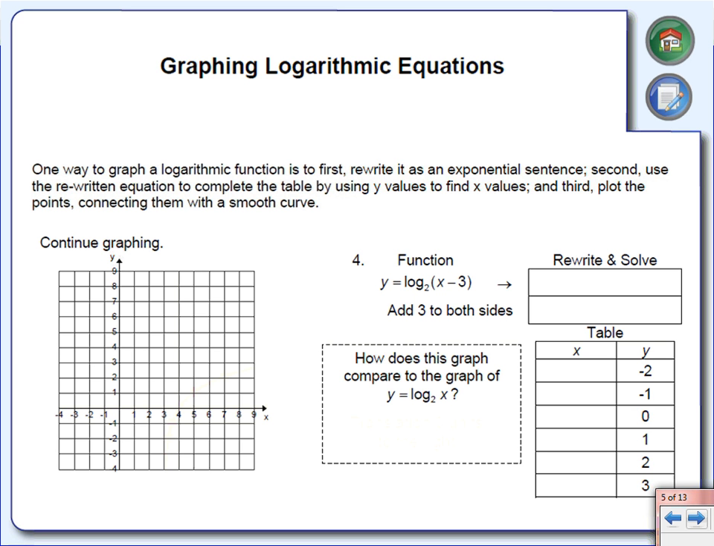Number 4, we want to graph y equals log base 2 of x minus 3. But in order to do that, we've got to first rewrite it in the form of an exponential. So let's go ahead and do that. The first thing I need is the base. Samantha, what are we going to use for the base on this one? Very good, 2. And Mason, what are we going to use for the exponent? 1. Good, 1.